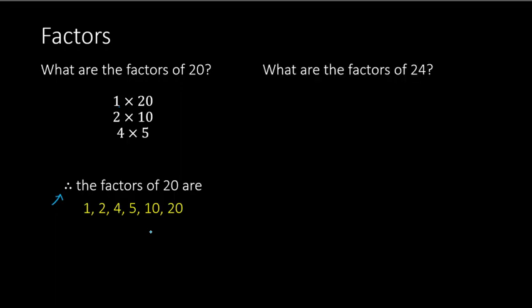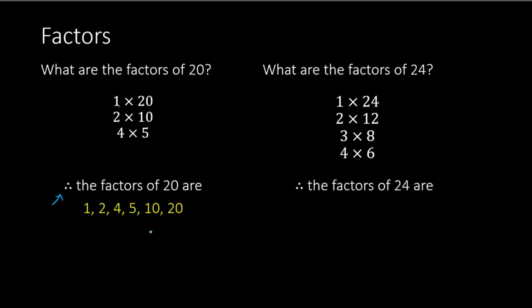Now why don't you try the next one? What are the factors of 24? Well, the factors of 24, again, are found by seeing what numbers can multiply together to give you 24. So to get 24, we could do 1 times 24. We could also do 2 times 12. We could do 3 times 8, or we could do 4 times 6. So therefore, the factors of 24 are 1, 2, 3, 4, 6, 8, 12, and 24. So those are the factors of 20 and the factors of 24.